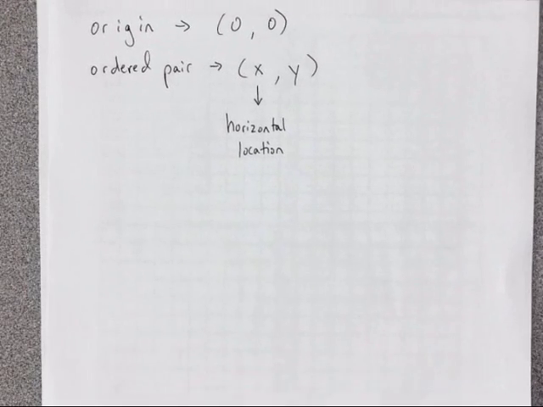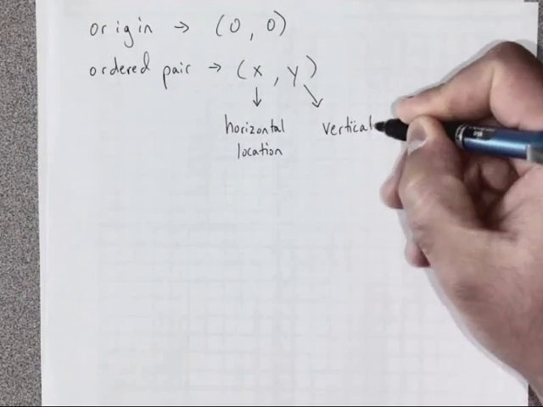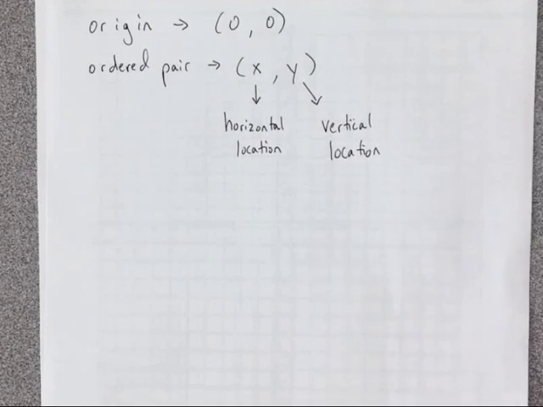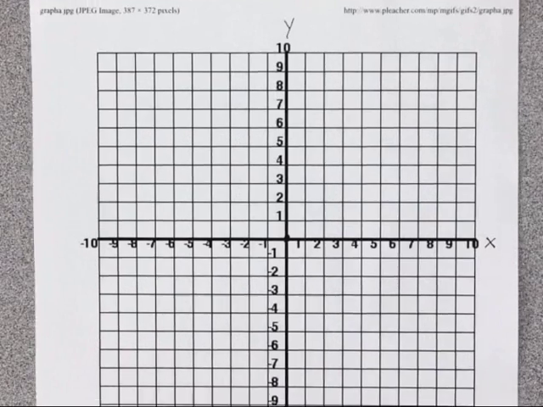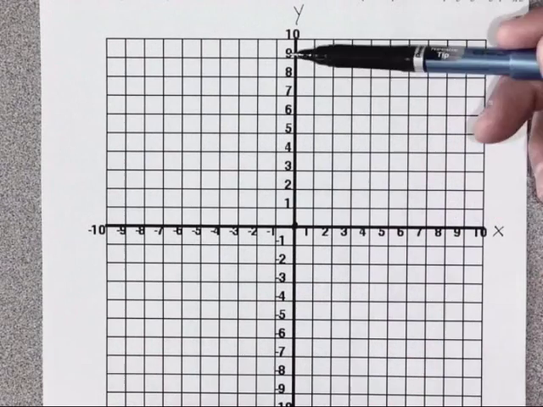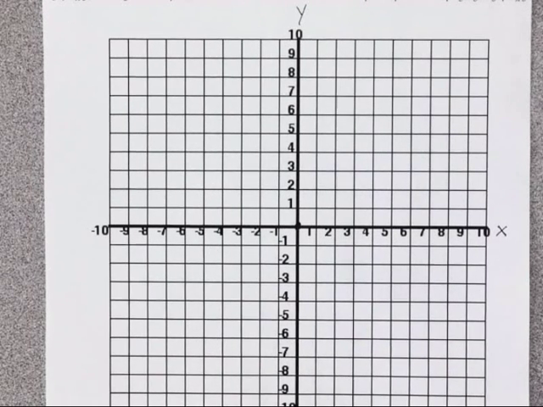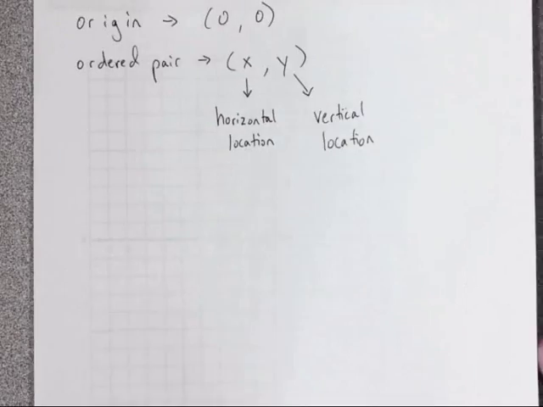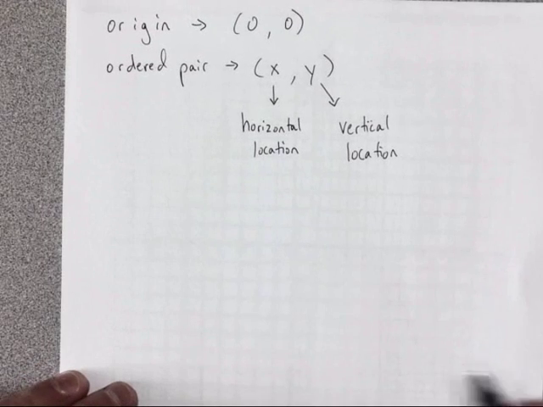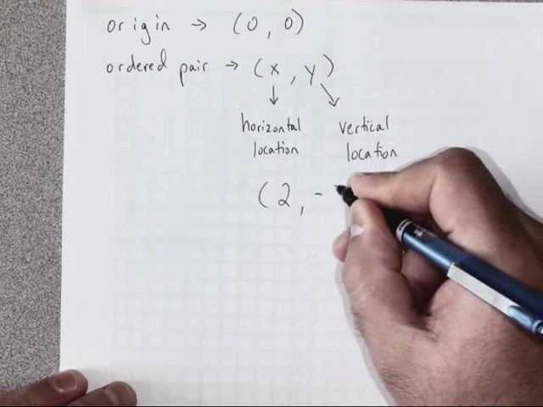The y-coordinate tells us the vertical location of the point. So remember that the y-axis was the vertical number line, so that tells us where our point is going to be vertically on this plane. Okay, so with the combination of those two pieces of information, we can find exactly where that point is going to lie on this XY coordinate plane. So let's graph some points here. Let's start out with the ordered pair 2, negative 3.